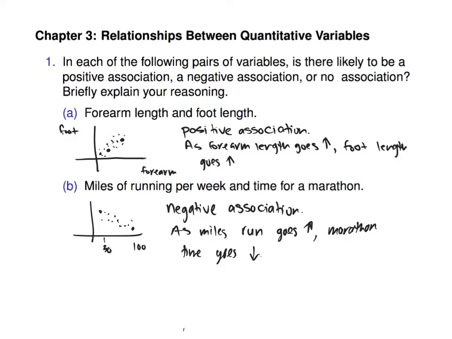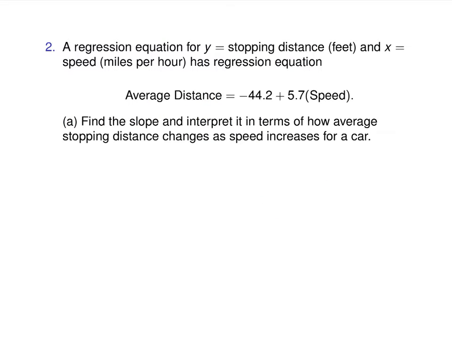They'll definitely like this on the test. So the regression equation for stopping distance and speed is given by this. Find the slope and interpret it in terms of how average stopping distance changes as the speed of a car increases. One thing I might do on your test is give it to you like this: y hat equals negative 44.2 plus 5.7x, but this is the way your book gave it. They somehow don't seem to think you can handle y's and x's. I don't know why, because you totally can. They are insulting your intelligence. Be angry.